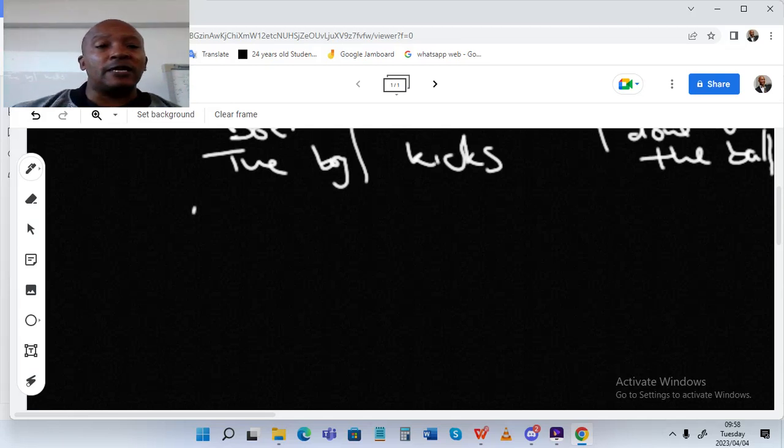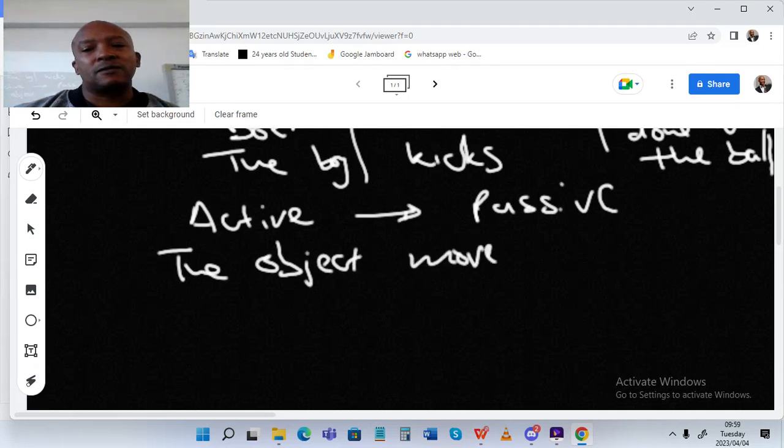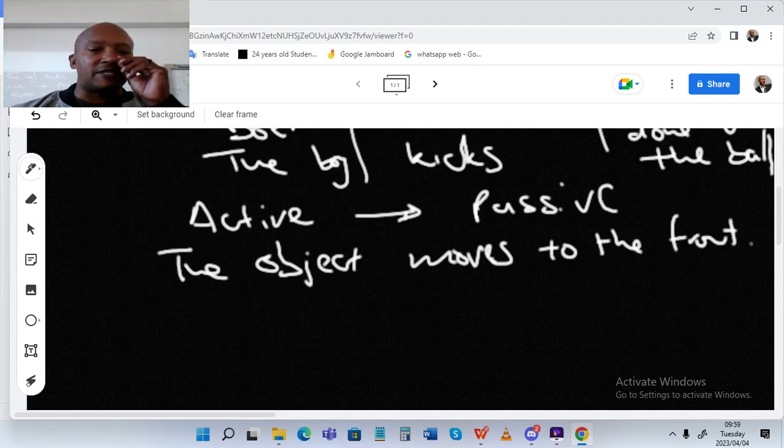One, active. Were you here just when we did this? From active to passive, in active, the doer is in front. In passive, the doer goes to the back and the object moves to the front. So instead of saying the boy kicks the ball, we're going to say the ball is kicked by the boy. Can you see now the difference?